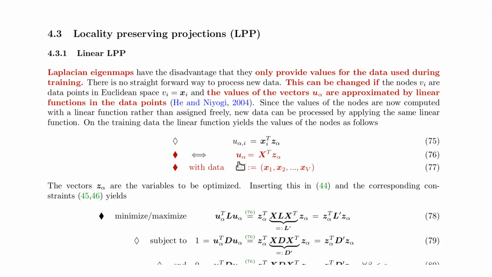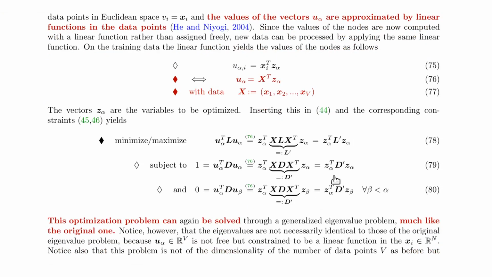So this is your vector that optimizes the mapping. This is a data matrix, and this is the parameter vector that you want to optimize. Okay, so this is your original optimization problem. You want to minimize this, and with this definition you plug in x times z for u. That gives you this one here, and you simply combine x, L, x transpose as a new matrix L dash, and then you get this optimization problem.